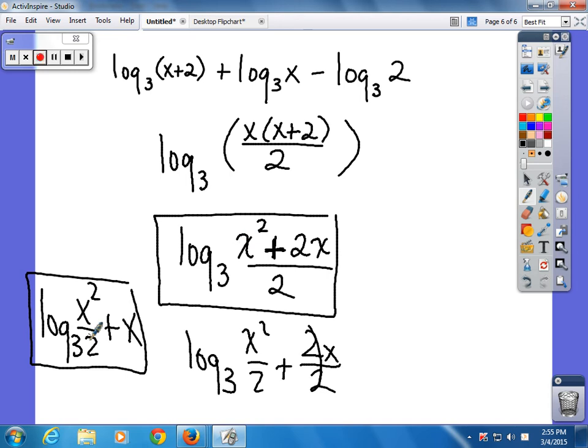Can you really leave it undistributed after you get here? Yeah, but chances are they may mark this one wrong. I don't know. It all depends on the homework. But on a test, I would take either of these answers. Okay, that's that one.